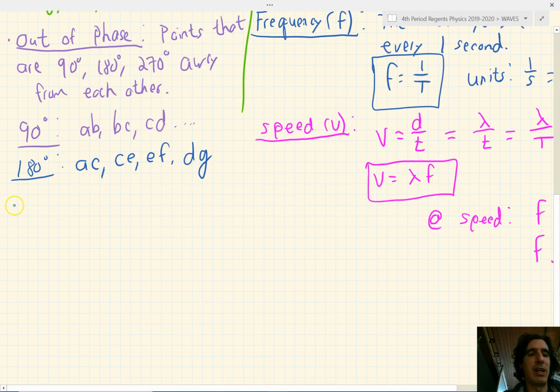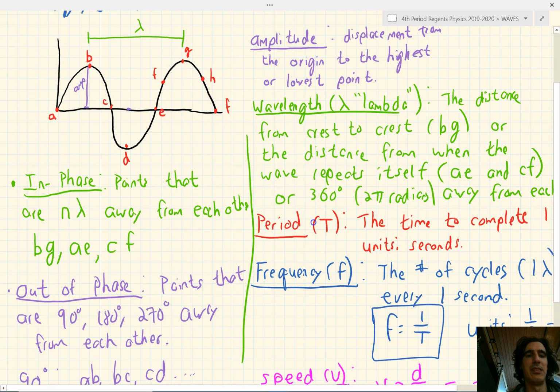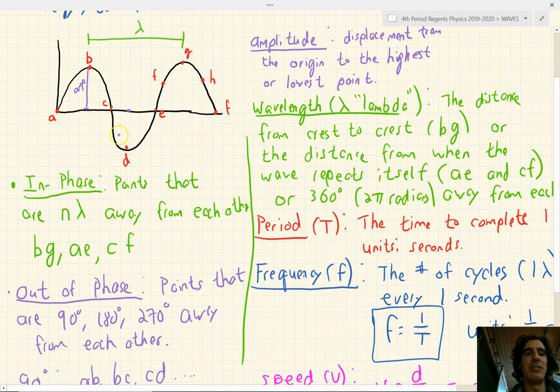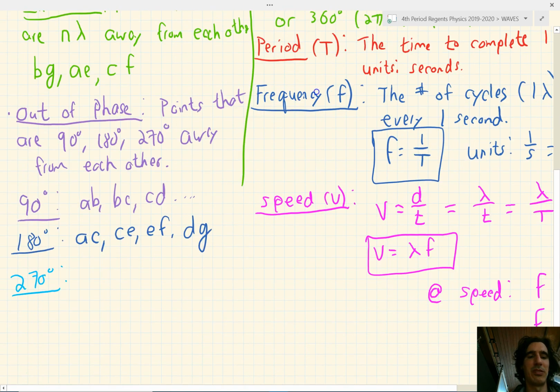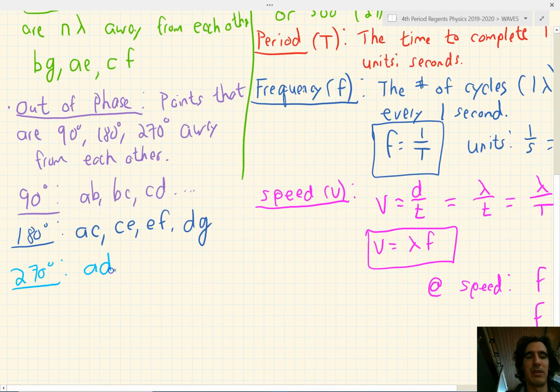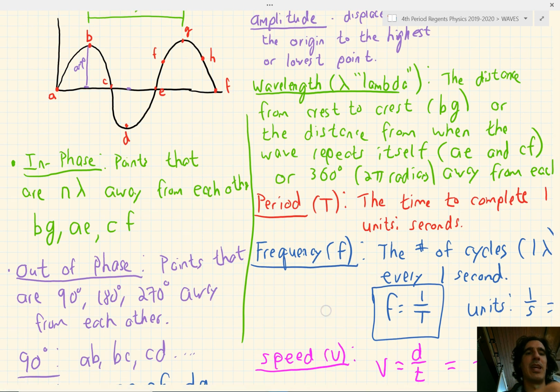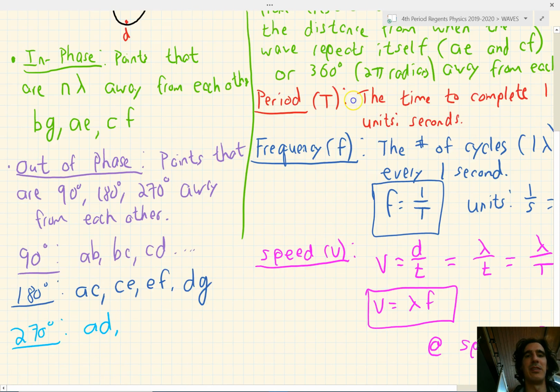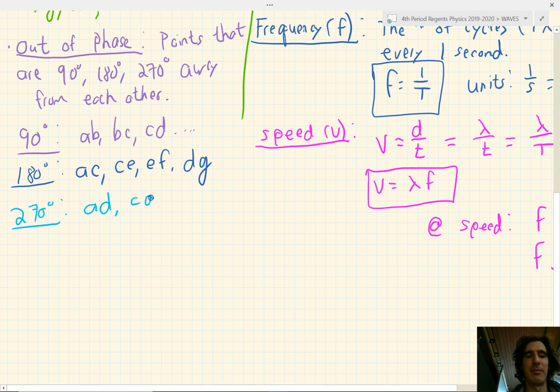And then the last set of out of phase points we'll look at is 270 degrees. It's 90, 90, 90. A to B, B to C, C to D. So A all the way to D is 270 degrees. And if we look at, let's say, C to D is 90, D to E is 90, E to G is 90. So C all the way to G is 270 degrees. And so on.